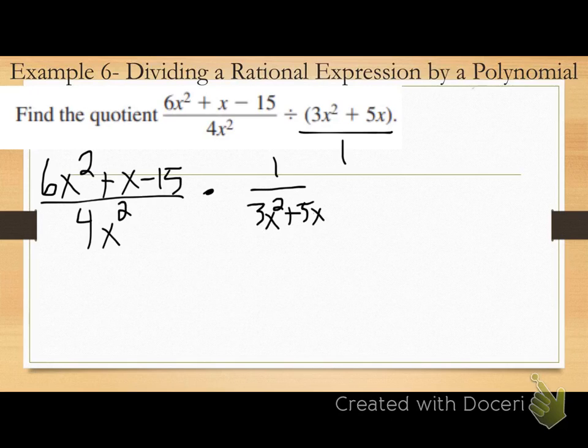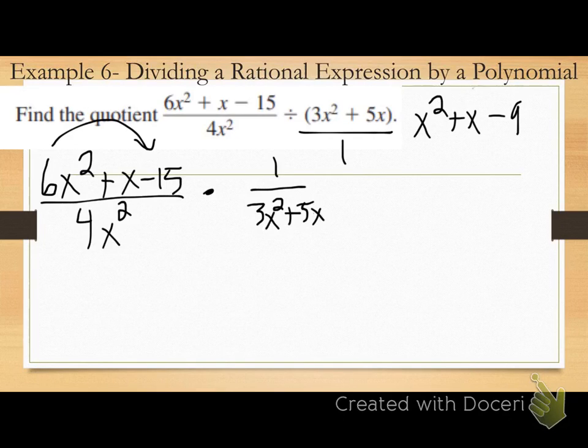All right. Can we factor that first numerator? How am I going to have to factor this? Very good. What do we call that? Slide and divide. Slide and divide. I've got to multiply my 6 times negative 15. So that'd give me x squared plus x. 6 times negative 15 would give me?